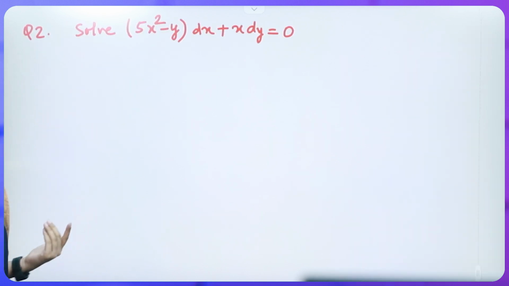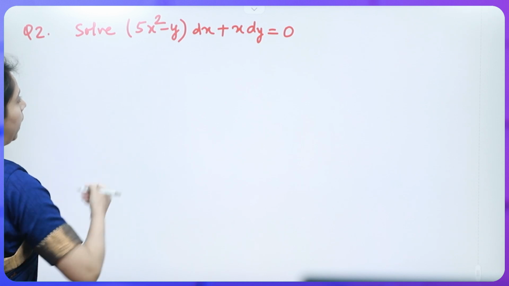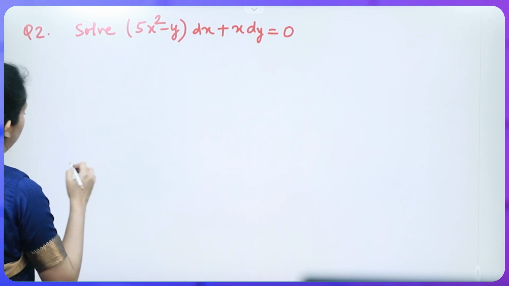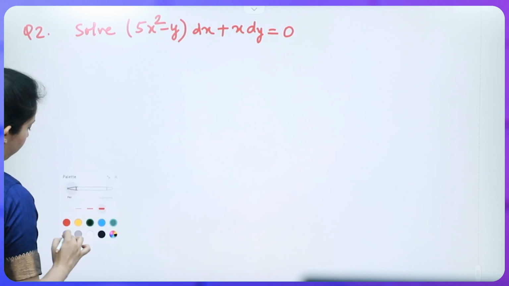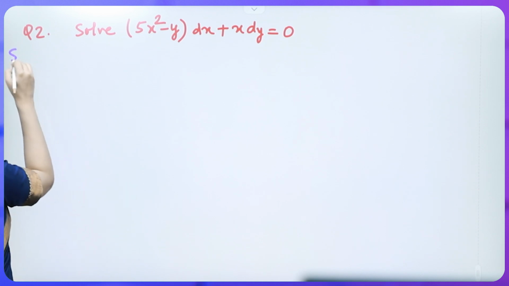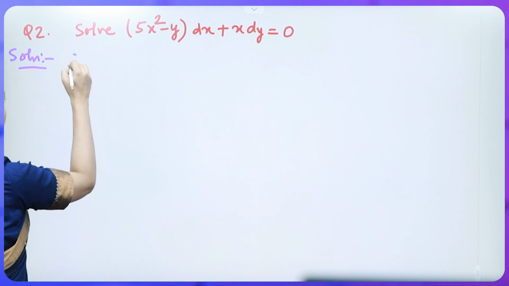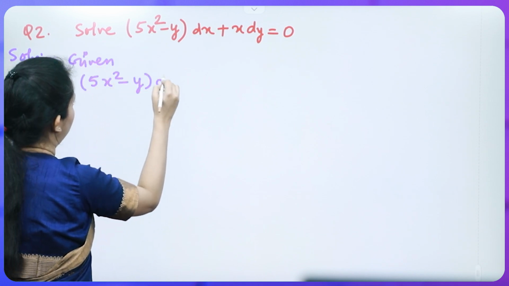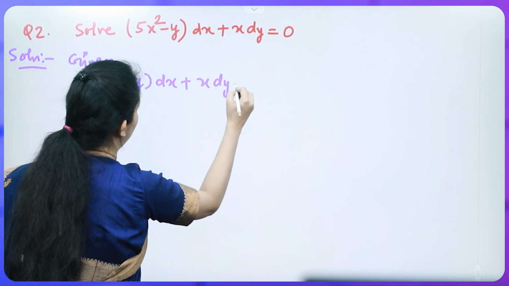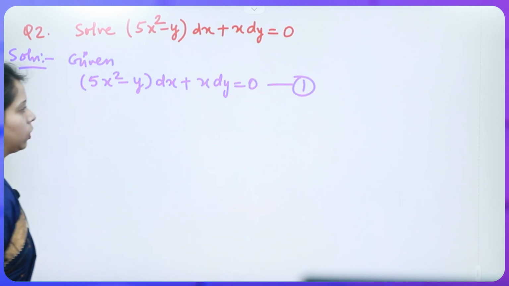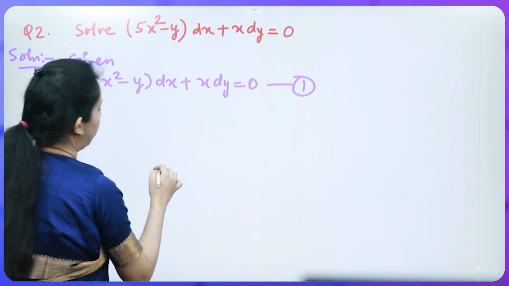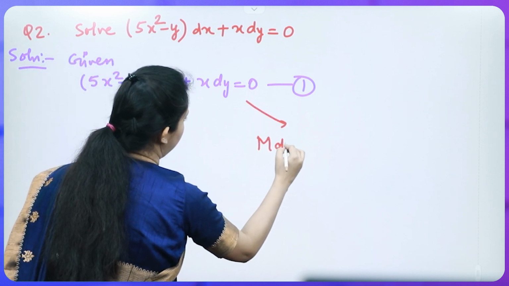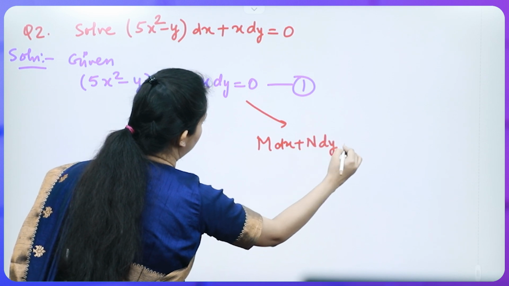So, question number 2 is solve 5x square minus y into dx plus x dy is equal to 0. So, we have to solve this first order differential equation. So, rewriting the given differential equation, 5x square minus y into dx plus x dy is equal to 0, and marking this as equation number 1. Now, again we will compare it with the standard form of exact differential equation, which is m dx plus n dy is equal to 0.